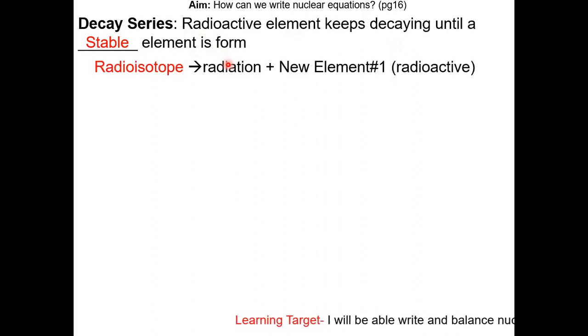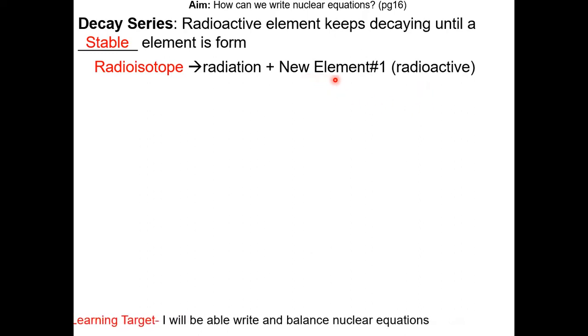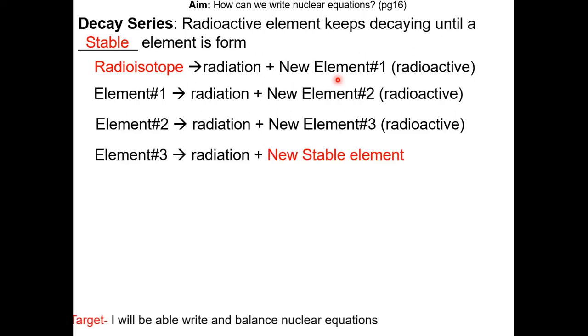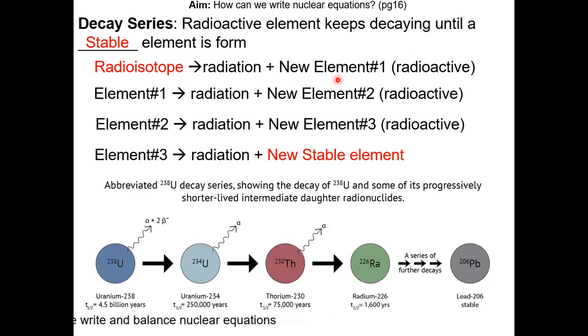A decay series is when a radioactive element keeps decaying until a stable element is formed. Sometimes a radioisotope decaying once isn't enough because the new element that is formed is still radioactive. So the new element will keep decaying until a stable new element is formed. This is known as a decay series.